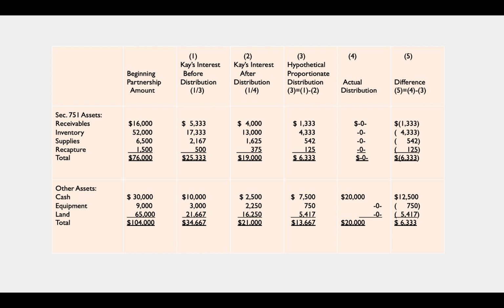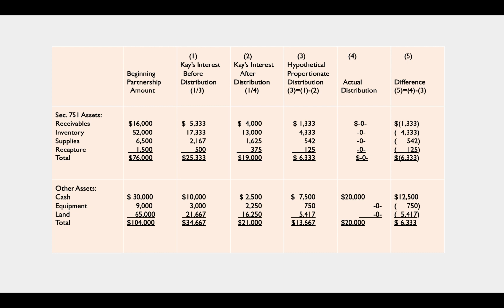And this is the chart mentioned in your book when they said to go step 1, step 2, step 3 in the 751 problem. So this is what it looks like. We start by dividing the assets into 751 assets and other assets. So that's that first column. And then we take the partner who received the distribution, and we take that partner's interest before and after the distribution. So in column 1, K had a 1/3 interest in the partnership. And after the distribution, she had a 1/4 interest in the partnership.